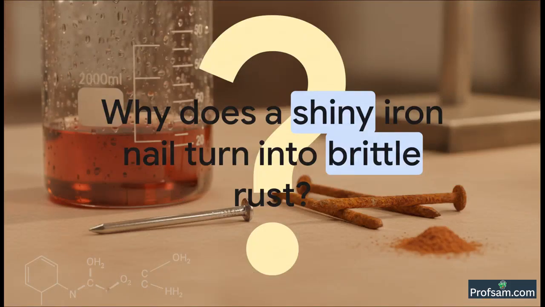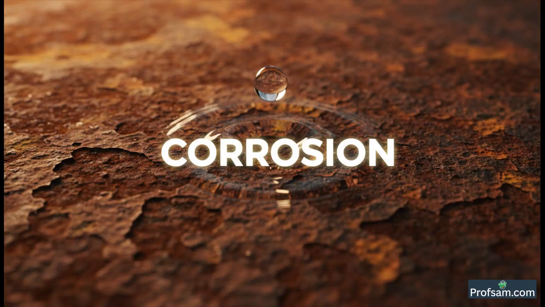Just imagine you have a strong, shiny iron nail, completely new. Now, if you leave this nail outside in your garden for a few weeks, what happens? It turns into a weak, brittle, reddish-brown powder. Why? How can a strong metal just fall apart like this? The scientific reason for this is a process called corrosion.